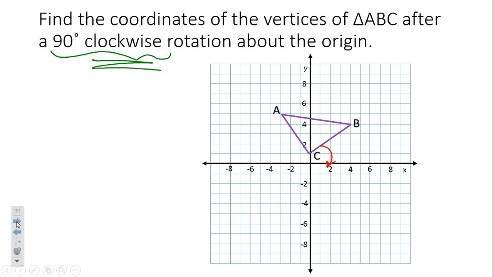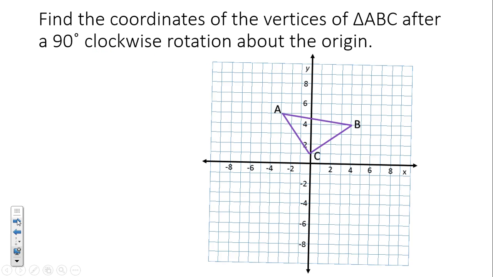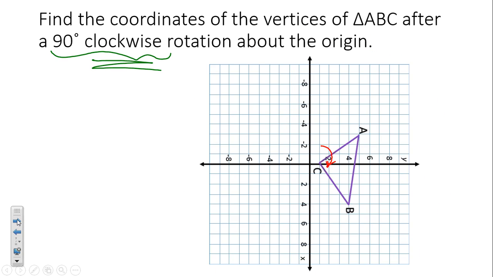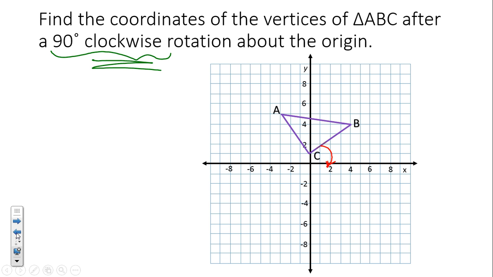So let's turn our paper. So we practice that skill. When you turn your paper, the new A will be, don't look at the numbers, 1, 2, 3, 4, 5 over and 3 up. 5 over, 3 up. That's where your new A will be. 5 over, 3 up is your image, A prime.